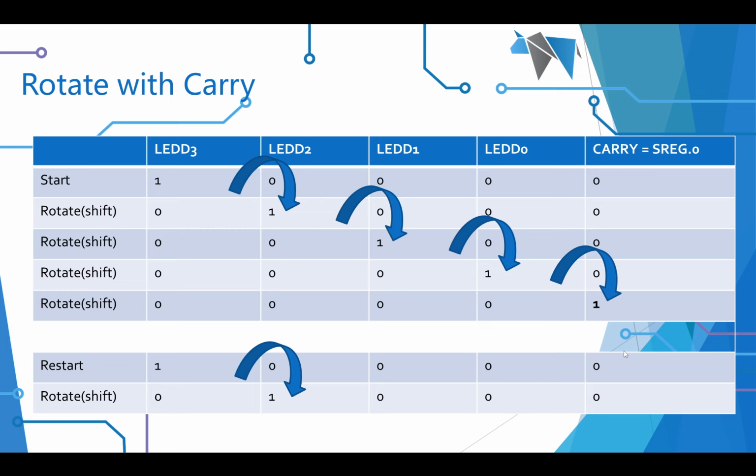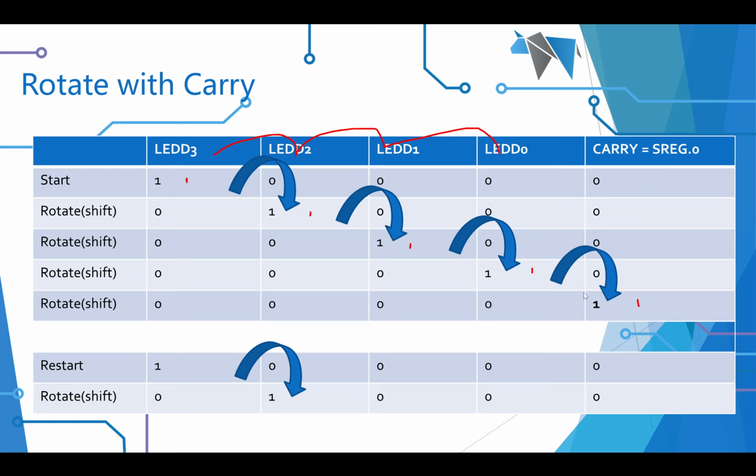So how does it know? It's called carry, rotate with carry. And it does this. It moves along the LEDs, 1, 2, 3, like that, and sequences through these. It sets it to 1, sets it to 1, sets it to 1, sets it to 1, then to 1, and then it does something.